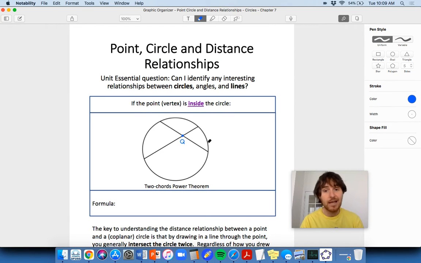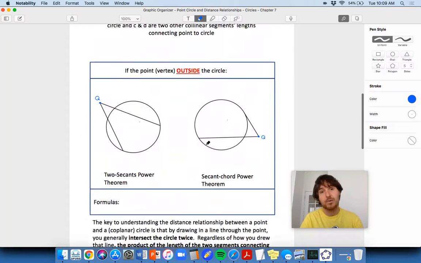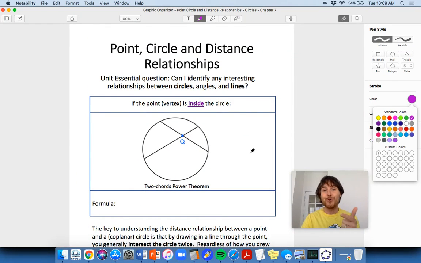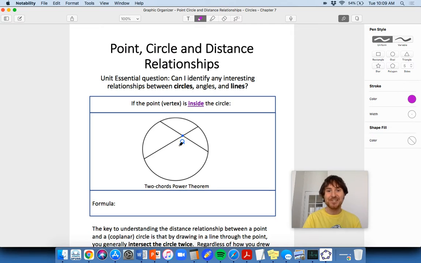So you want to give your graphic organizer, you can fall back onto it as you're doing problems. You can look at it here. What am I doing if I've got 2 chords, right? A 2 chord situation that's going through a common point here. Well, I know I have this consistent product, right? The product of this segment here, I'm going to mark it A, times its collinear segment that connects to the circle here, B, would be the power of point Q, okay?